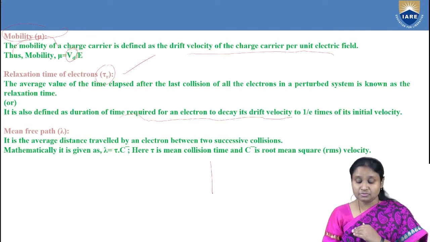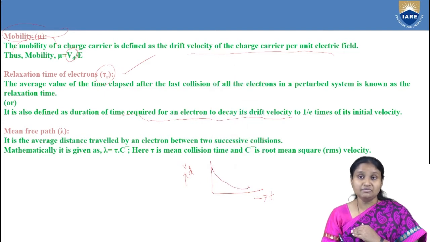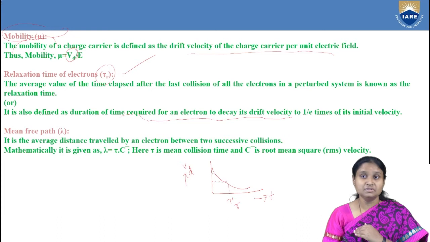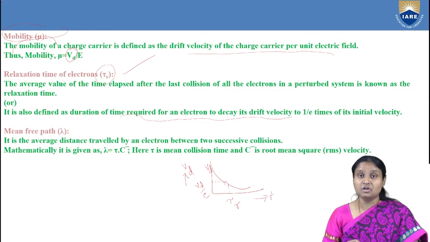Suppose I draw a graph with time on the x-axis and drift velocity on the y-axis. Suppose this is my initial time where it is moving with drift velocity Vd. As time goes on, its drift velocity keeps on decreasing. We consider one time, which we take as tau r. At this tau r, the drift velocity has decreased by 1 by e times its initial value. That is nothing but the relaxation time of electrons.